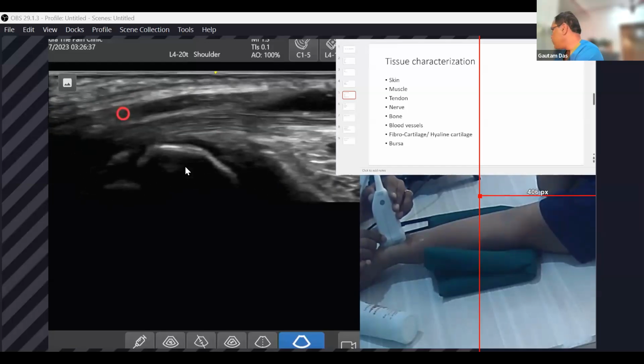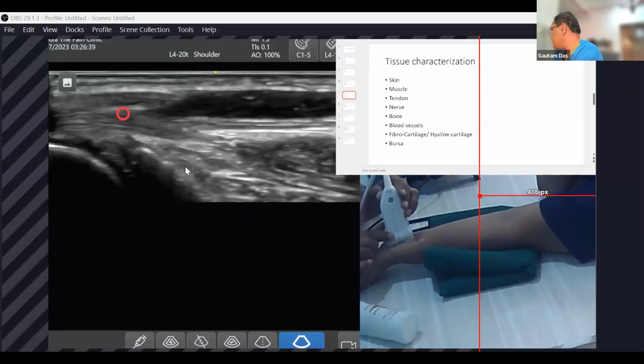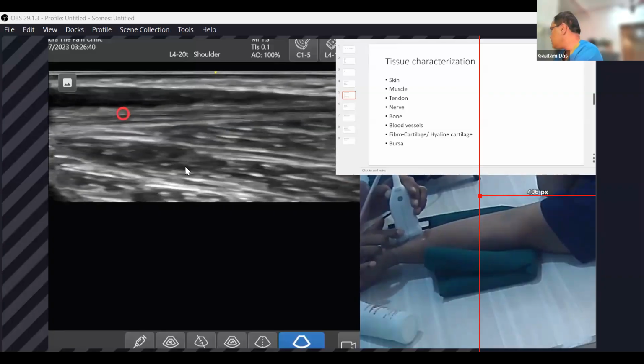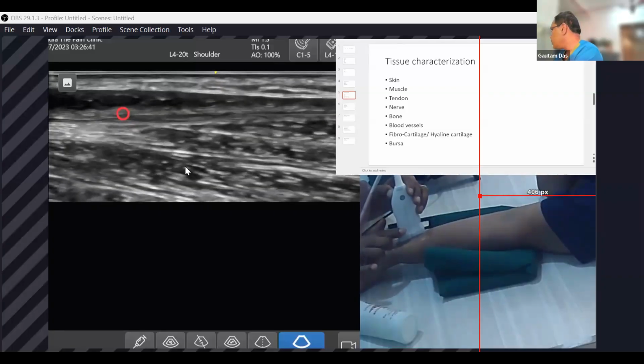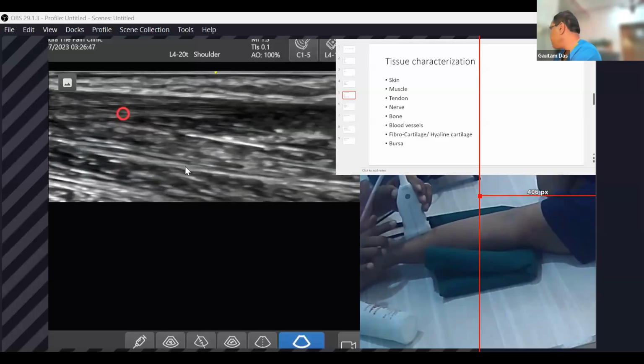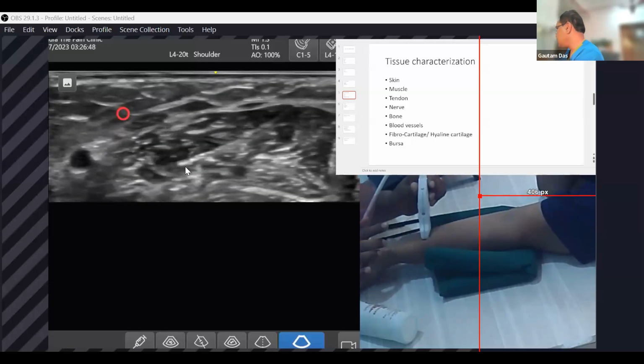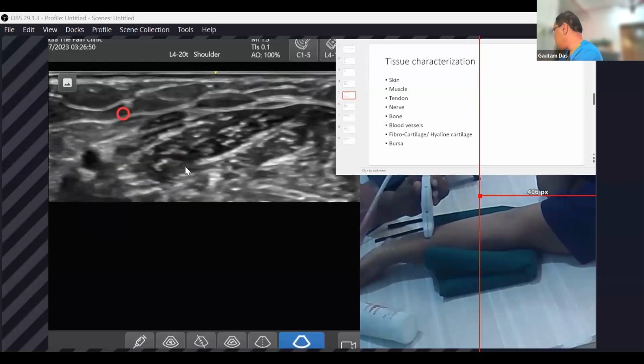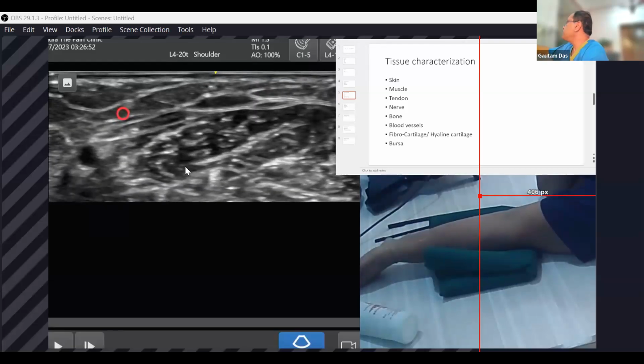And the tendon, if you are following the tendon, will be gradually becoming the muscle. So I'm following the tendon, you see this is gradually becoming the muscle. So always all the tendon gradually will become muscle. How will your muscle look? Muscle in the short axis here, you see, is like a starry appearance. So here again, see, this is the muscle.